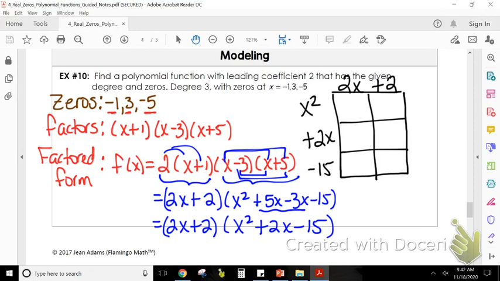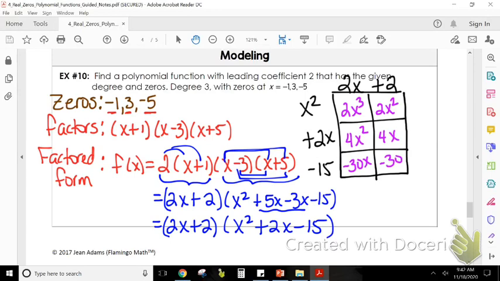X squared times 2x is 2x cubed. X squared times 2 is 2x squared. 2x times 2x is 4x squared. 2x times 2 is 4x. Negative 15 times 2x is negative 30x. And negative 15 times 2 is negative 30.